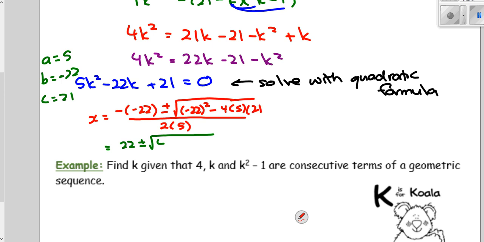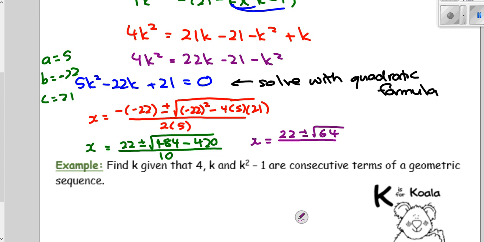Cool. So then we've got 484, and then 20 times 21 would be 420. So we're going to turn that into a smaller number at least, over 10. So well picked up on that. So then we've got 22 plus or minus the square root of 484 minus 420. That'll give us a nice square number. So we might get a nice whole number.